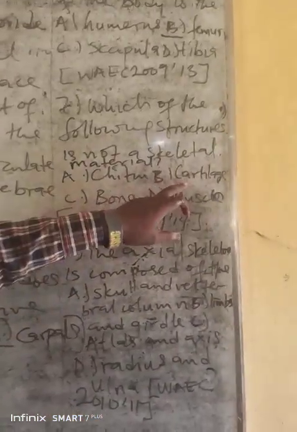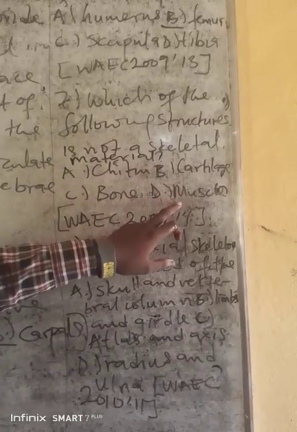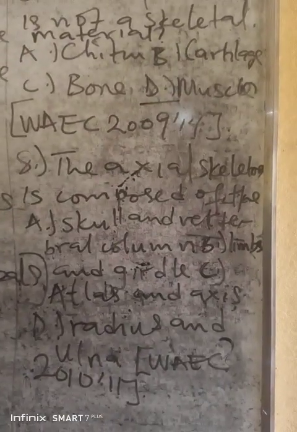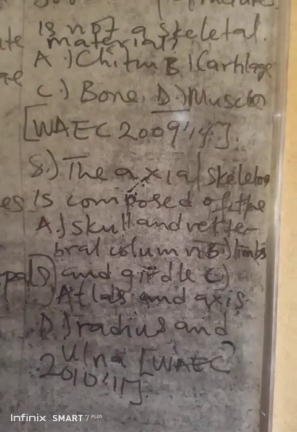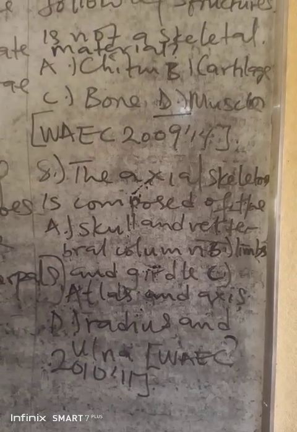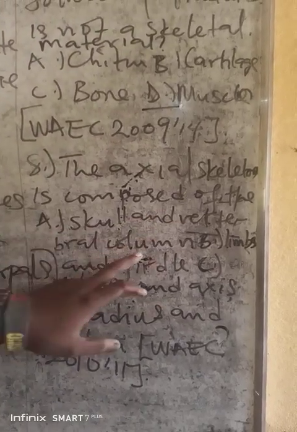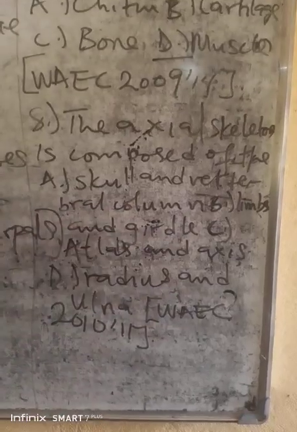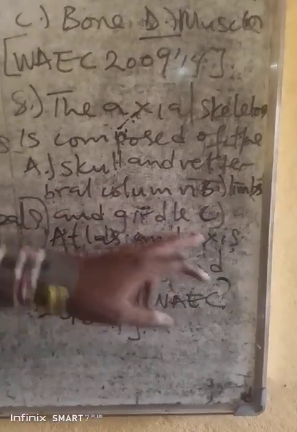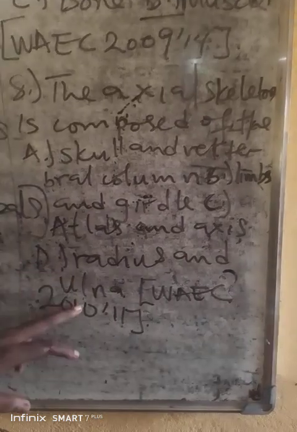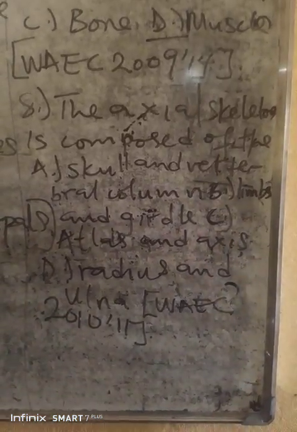Now, what are we saying here? The one that is not a skeletal material: cartilage is a skeletal material, bone is a skeletal material, muscle is not a skeletal material. Number 8, the axial skeleton is composed of what? The skull, the backbone and the rib cage. So what do we have? A, skull and vertebral column. B, limbs and girdle. C, atlas and axis. D, radius and ulna. What is supposed to be the answer?